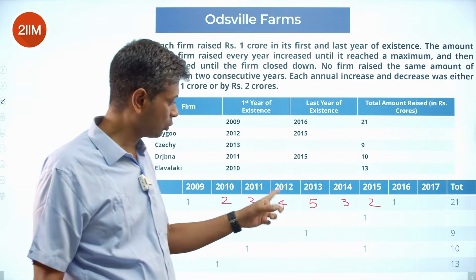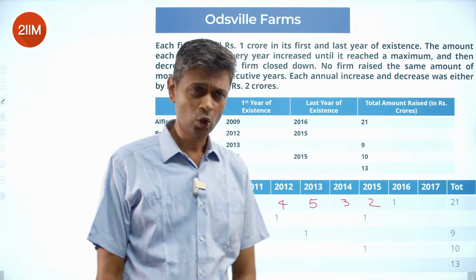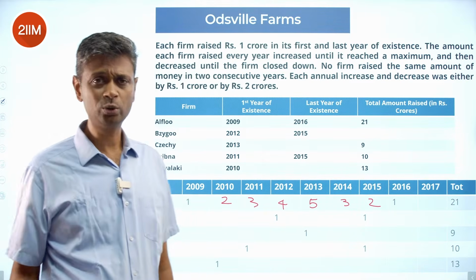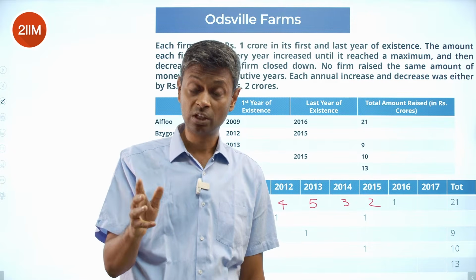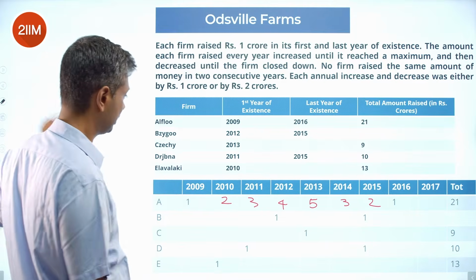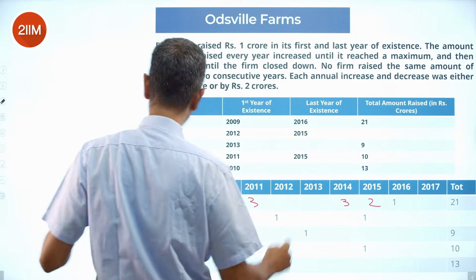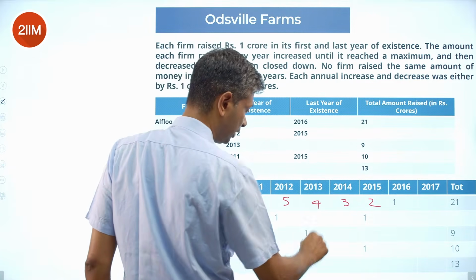1 plus 2 plus 3 plus 4 plus 5 is 15, plus 6 is 21. This is it. 1, 2, 3, 4, 5, 3, 2, 1. This is the only combination possible. The only variant of this that we can think about is 1, 2, 3, 5, 4, 3, 2, 1.